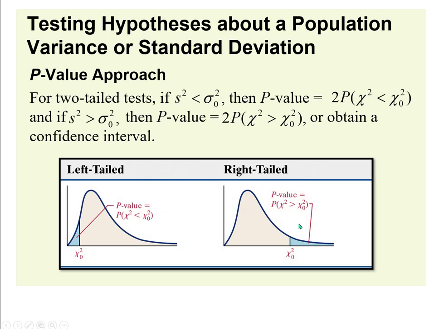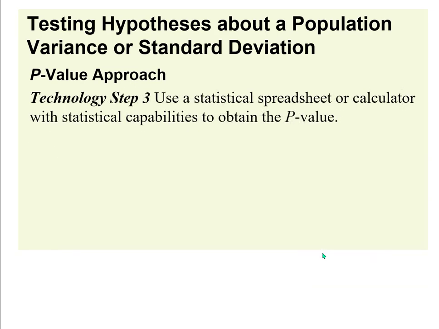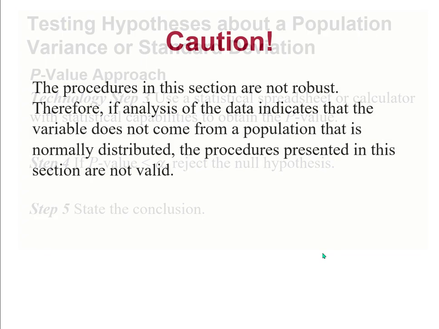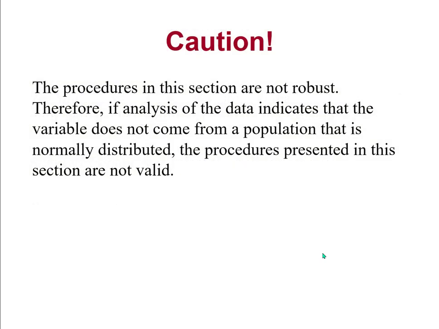And then here's our left and our right-tailed test. With the p-value, we're basically trying to see if that probability or p-value is less than our chi-square, or greater than our chi-square for right-tailed. And then we can also use technology, which I'll show you as well. If our p-value is less than our level of significance alpha, we reject the null hypothesis. All right, so just another reminder, we do need to have our populations normally distributed in order to use these processes with our chi-square distribution for the standard deviation and variance.